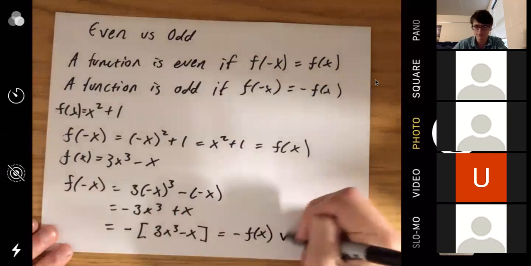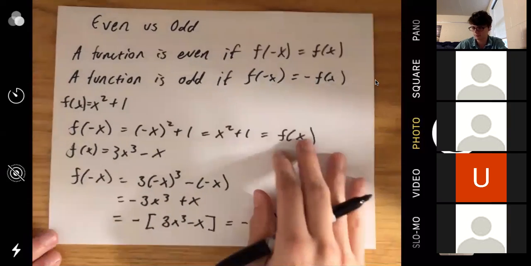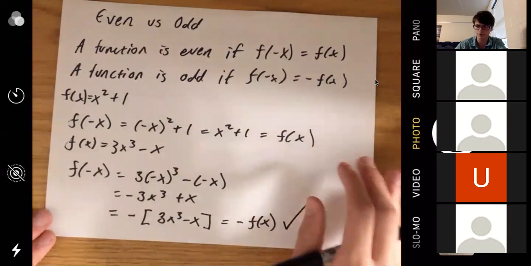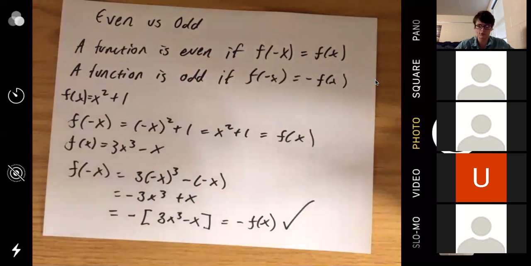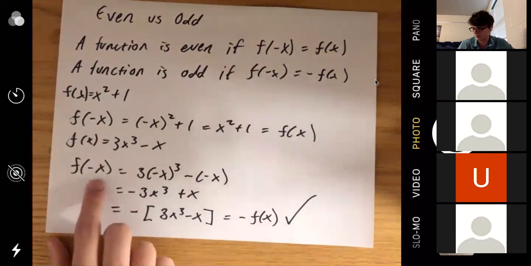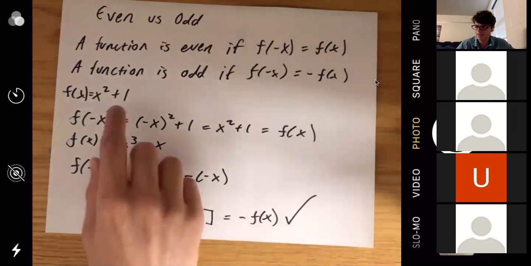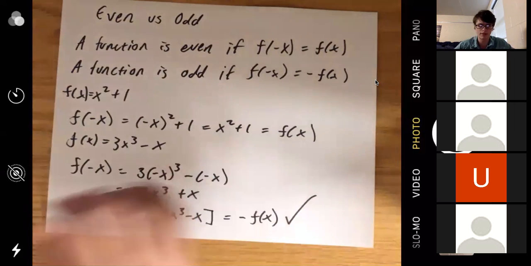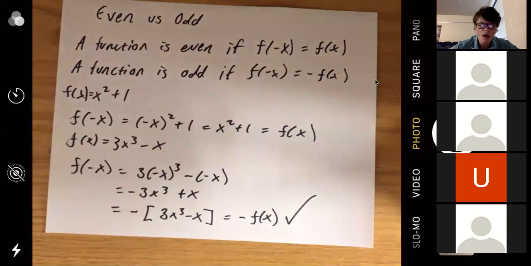So if Adam on a test, or somebody else, maybe the textbook author, says, hey, prove that this function is even or prove that it's odd, all you do is use the definition. You just plug in the minus x, and you show that f of minus x is equal to minus f of x, or f of minus x is equal to f of x, depending on if it's even or odd.